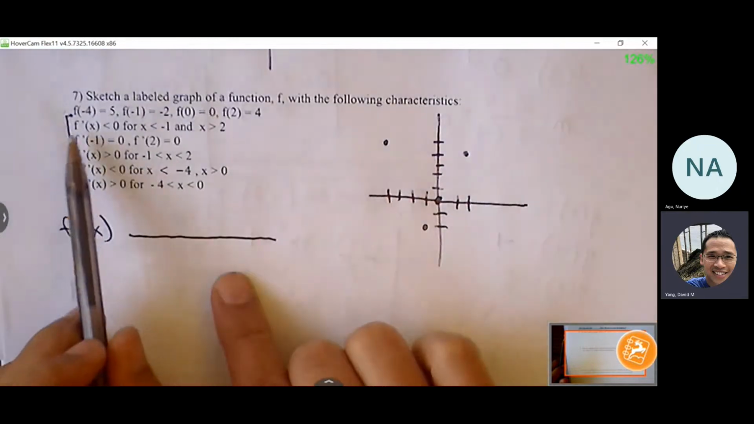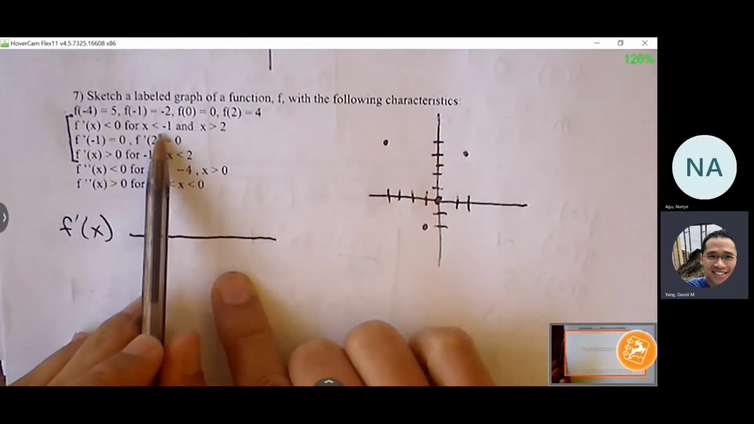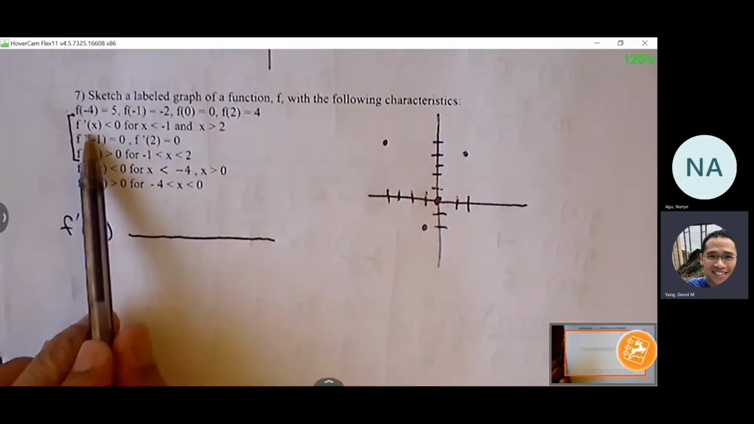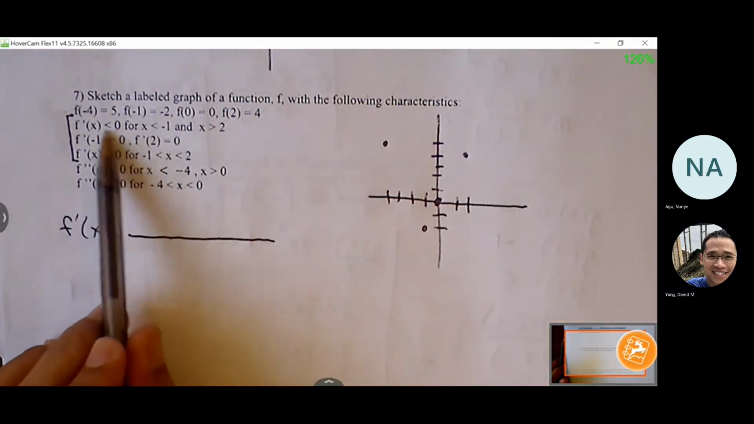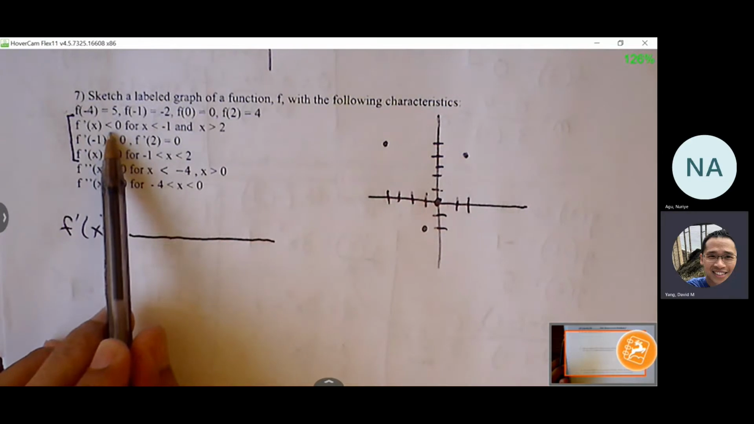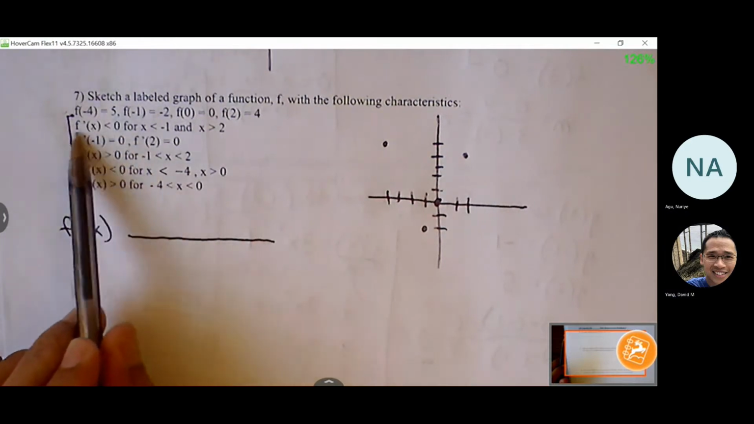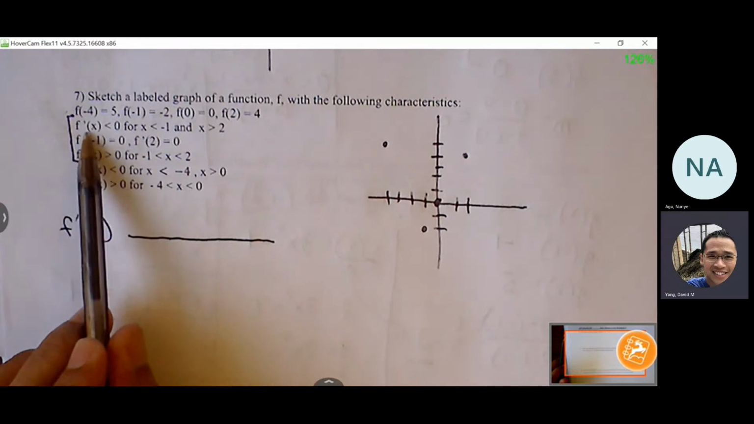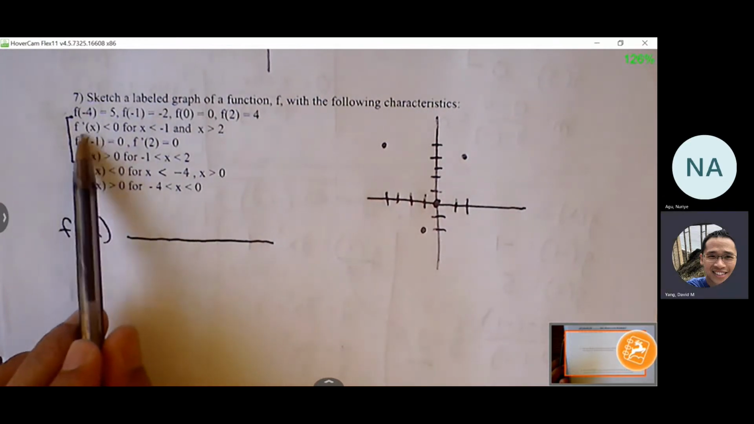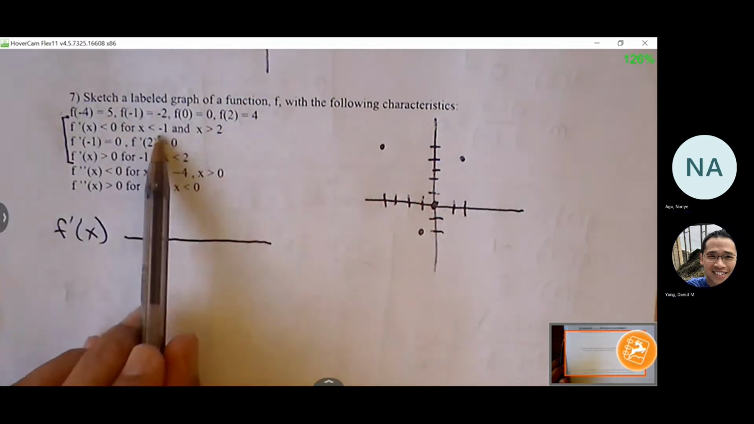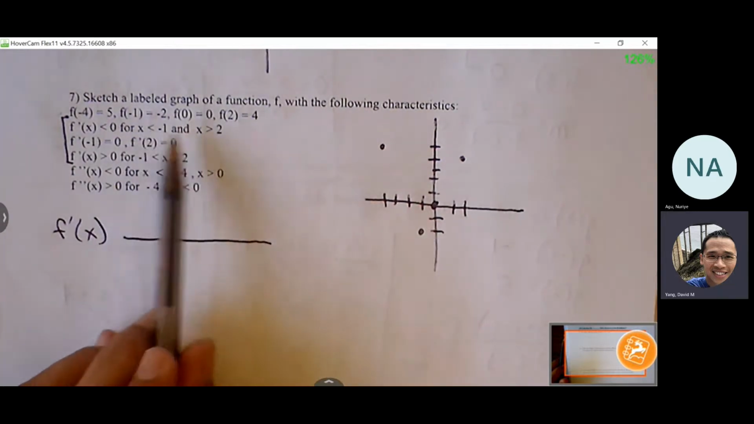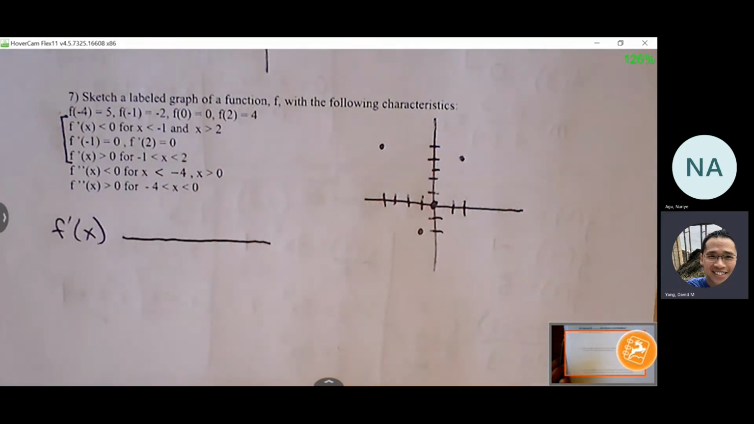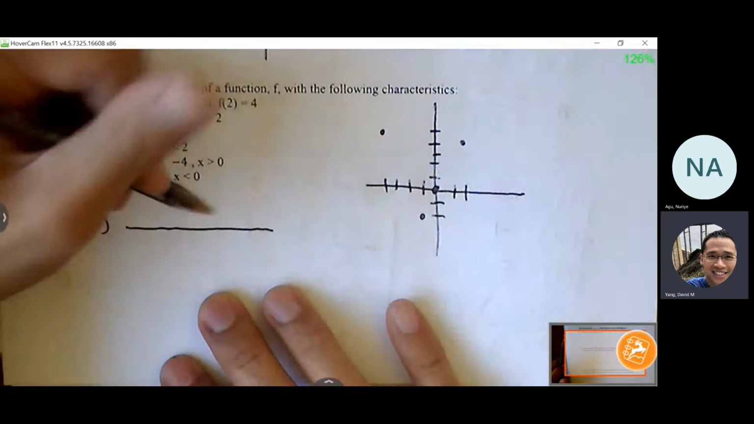Okay, so here, f prime of x is less than 0 for x is less than negative 1 and for x is greater than 2. Okay. Can you say this a different way? What does f prime of x less than 0 mean? Slope is what? Negative, right. Negative slope to the left of negative 1 and to the right of 2. So here they're also indirectly providing critical points that you can place onto your sine line.